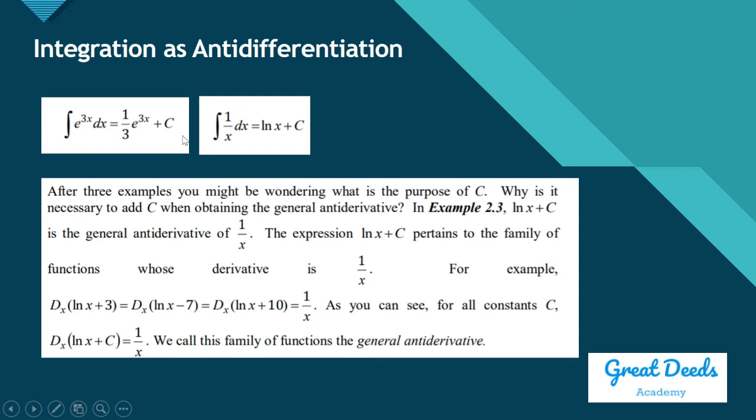So you are left with e to the 3x. That's 1. But what is the derivative of a constant? It's 0. It's the same with this one. What is the derivative of ln of x plus a constant? It's 1 over x plus 0, which is 1 over x. Which is why when you now get the integral of 1 over x dx, that should return you back to ln of x plus c. So remember that when you are obtaining the general antiderivative, you will always append plus c.